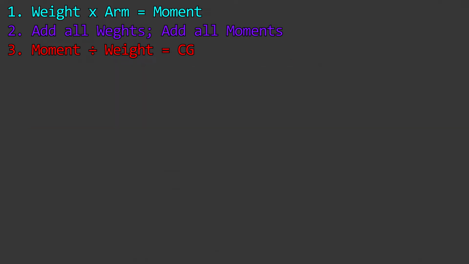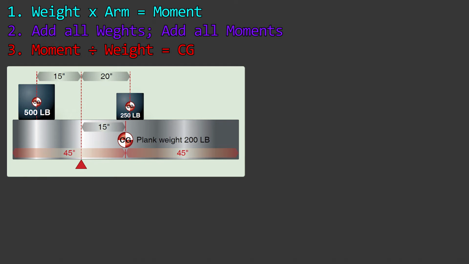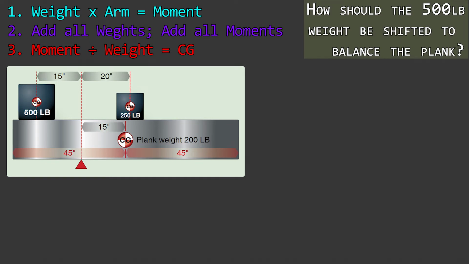On the written test, there will be a few questions that ask you how you should move a weight to be in balance. It's the same process, just with an extra step. In this example, how should the 500-pound weight be shifted to balance the plank? We'll go through our steps again.